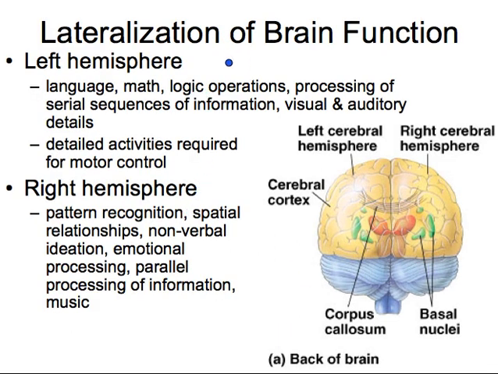So our cerebrum is divided into two different halves or hemispheres. The left hemisphere deals with language, math, and logic, among other things, but those are the things that I think are the most important. The right hemisphere deals with pattern recognition, spatial relationships, those are fancy terms for art, other things, and music. So the right side deals with music and art. The left hemisphere deals with language, math, and logic, among other things.